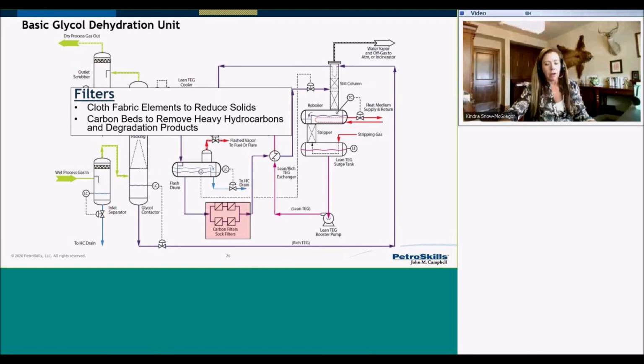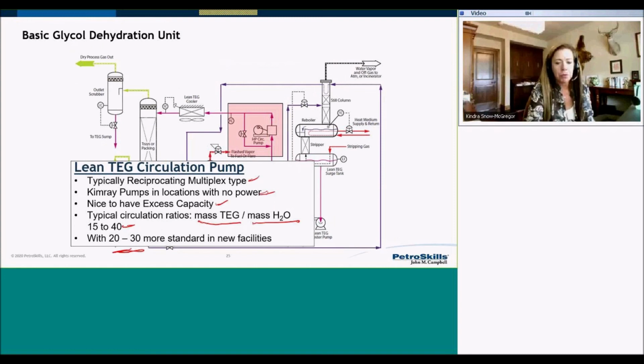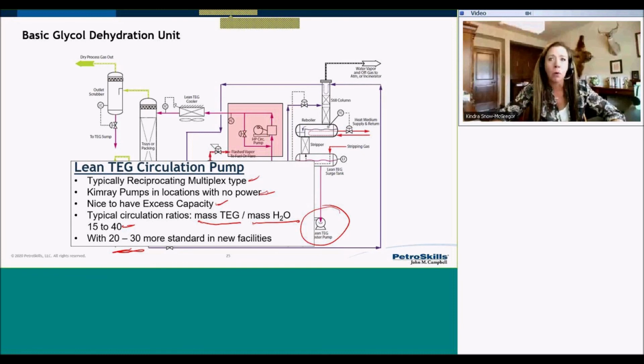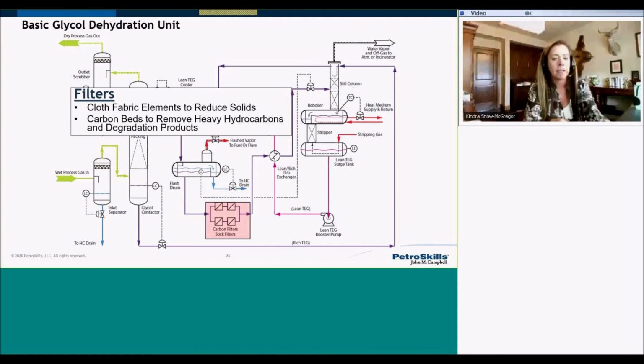The other thing I didn't mention, this booster pump right here, depending on what type of pump I'm using, I may need to have a booster pump to provide sufficient net positive suction head available for the high pressure pump. So that's the only purpose, that little guy. All right. The last thing is my filters. The carbon beds are used to remove my heavy hydrocarbons, my degradation products.